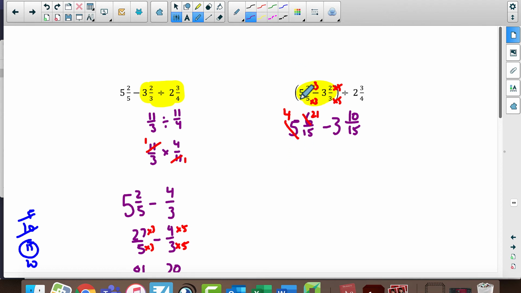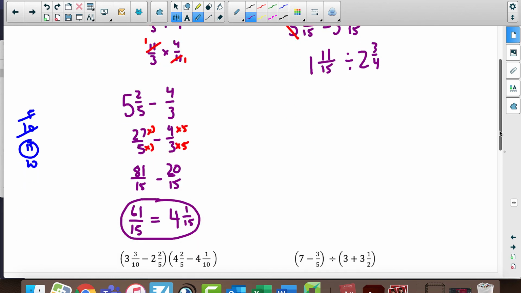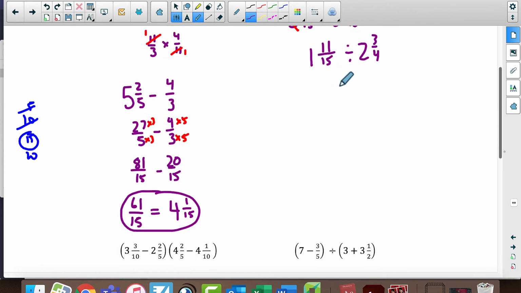Now you can get this answer really quickly. Subtract the big numbers, 4 minus 3, you get 1. And 21/15 minus 10/15, well, keep the denominator the same. 21 minus 10 is 11. Great. So what do we have to do now? We have to take that answer, which was highlighted, and divide by 2 3/4. And you know what? I probably should have done it your way, because what do we have to do when we divide? We have to switch it into improper. So maybe I should have just started by doing that.